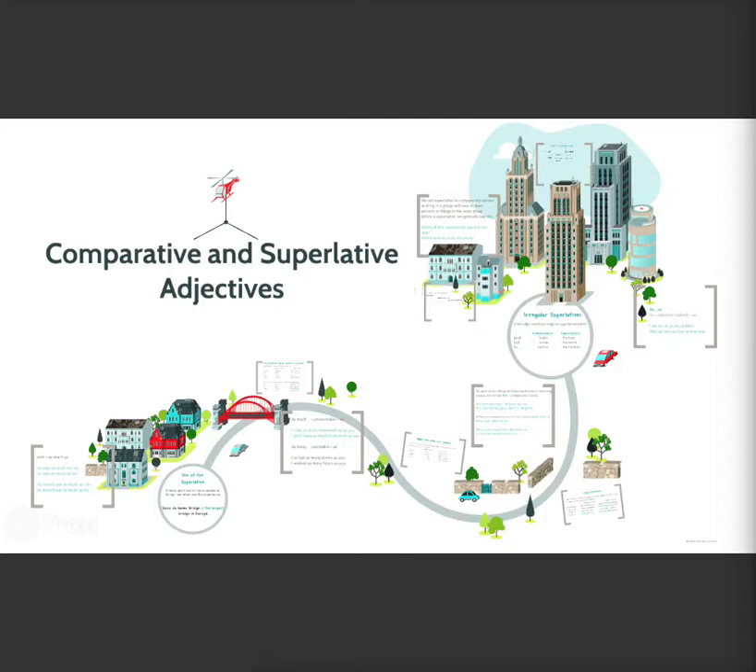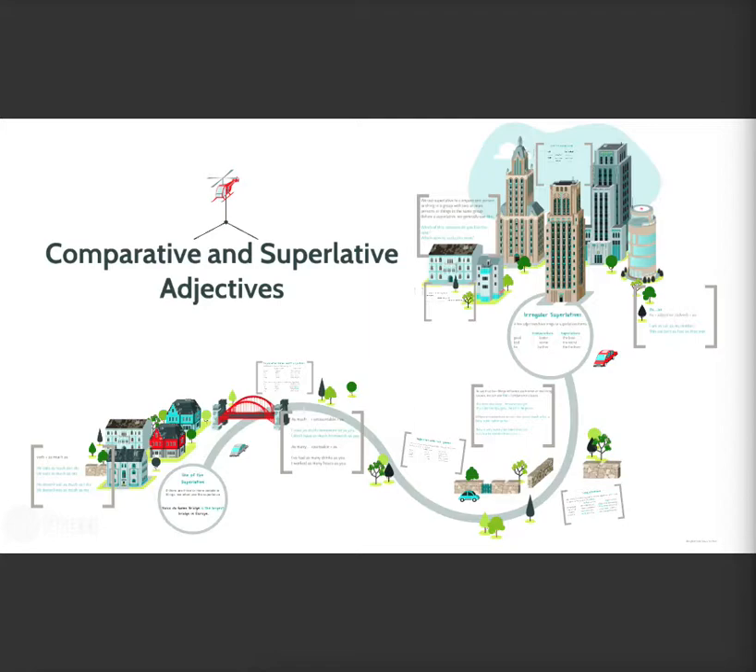Can you see? You have another rule. What happens, for example, if your adjective is big? That's an adjective of one syllable. But look at this. It has consonant, vowel, consonant. So what do you have to do? That's it. You have to put the last consonant two times and then the ending ER.